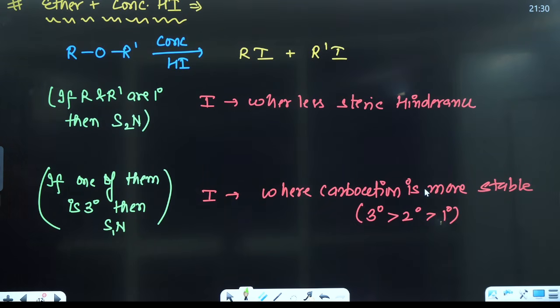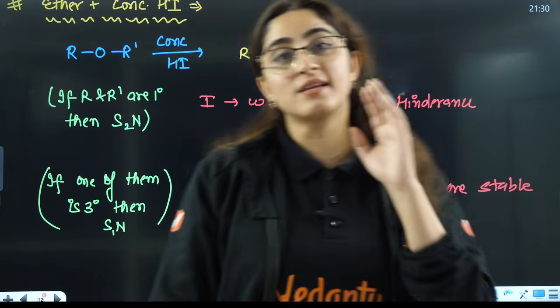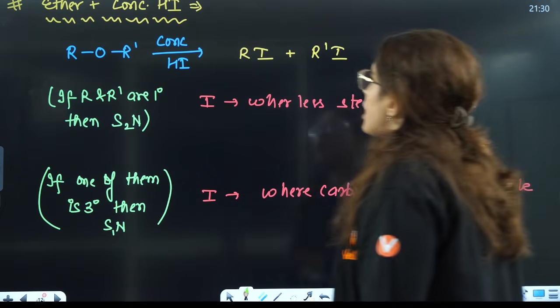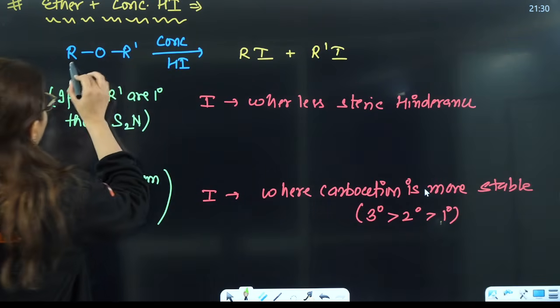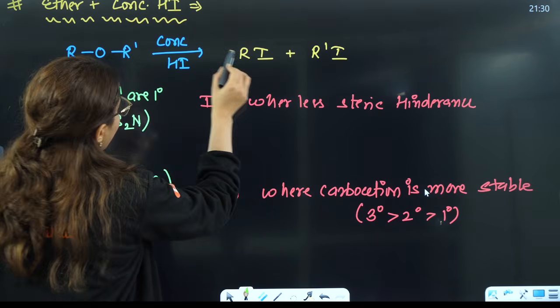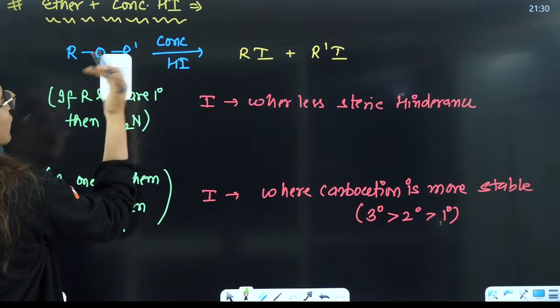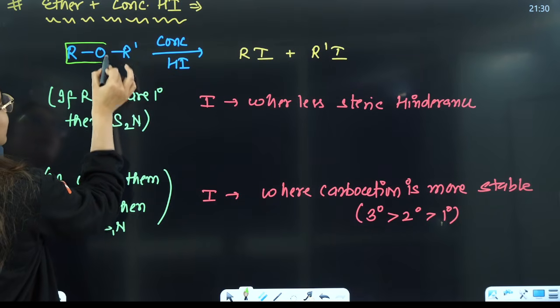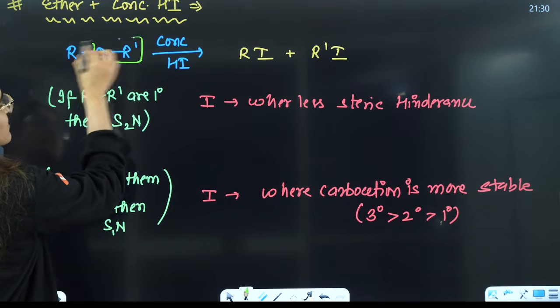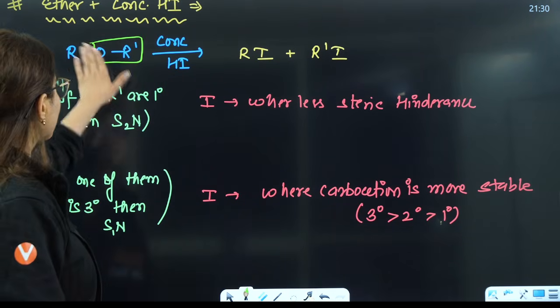This is a very quick recap for you to understand that these things are important for you, right? So ether and concentrated HI, ROR, concentrated HI, what will happen? Either this bond will break or this bond will break. The question is, O should go with this R or O should go with this R. How you will solve this?